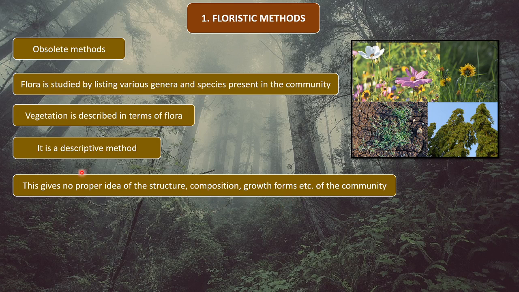So this is just a descriptive method based upon just listing down of the species present there and the species belonging to various genera, right? Therefore this is called floristic method, where only flora is taken into consideration and no other parameters are considered. And also this is an obsolete method, as this is not used anymore, or we cannot rely only on this method.